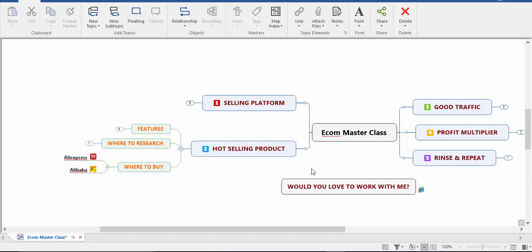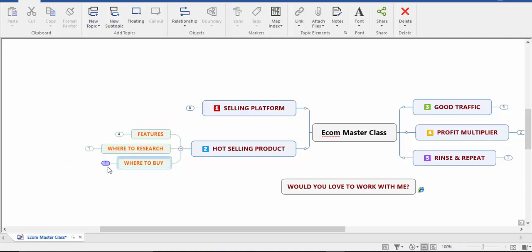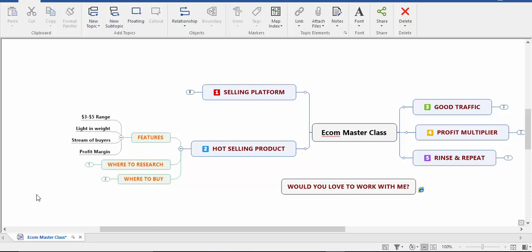To get a hot selling product, there are different features to look out for before you can even say, oh, this product is going to be a hot selling product. You need to look out for these features. Number one, the price must be in the $3 to $5 range. And why do you need a product in this range? If you're on a low budget and want to start out, let's say for instance you have $100 to start with. Actually, you're not going to be starting this business with $100.